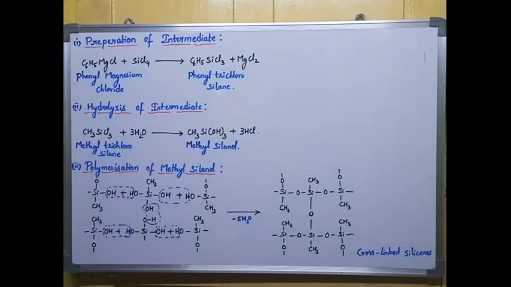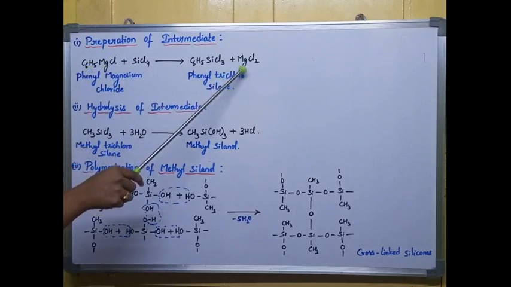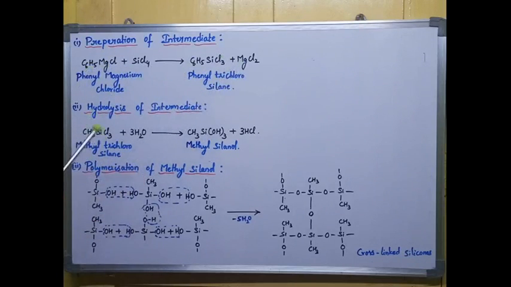So if you want to prepare aromatic cross-linked silicones, then we can take phenyl magnesium chloride, which is a Grignard reagent. This phenyl magnesium chloride reacts with silicon tetrachloride and produces phenyl trichlorosilane, and we are getting magnesium chloride as a byproduct. So this is used for aromatic silicones.